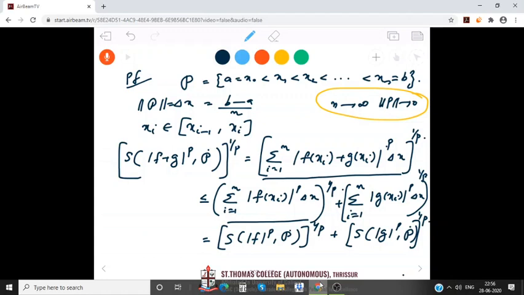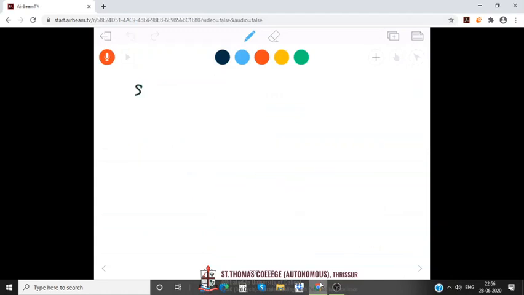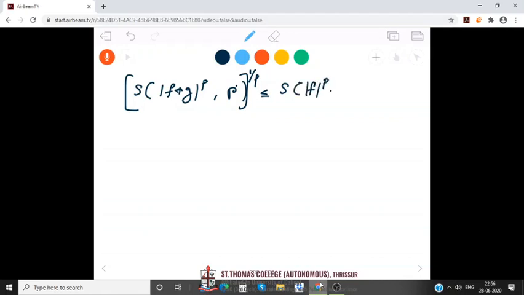Now what we got is that the Riemann sum of the absolute value of f plus g to the power p, the whole power 1 by p, is less than or equal to the Riemann sum of mod f raised to p, to the power 1 by p, plus the Riemann sum of mod g raised to p, to the power 1 by p. This is what we have.